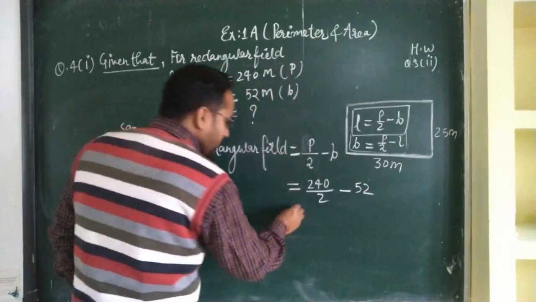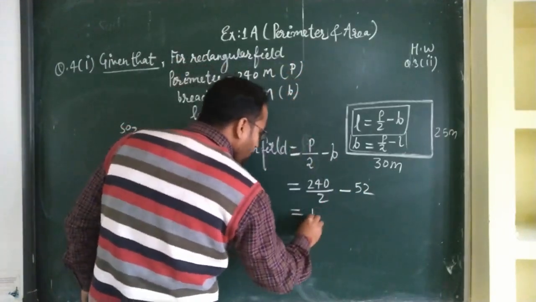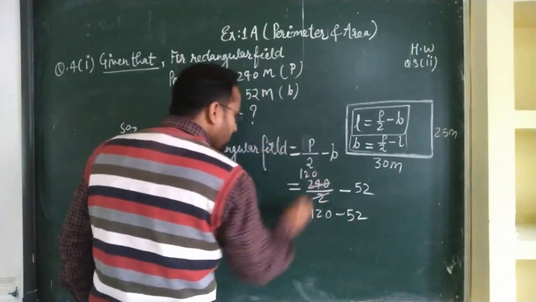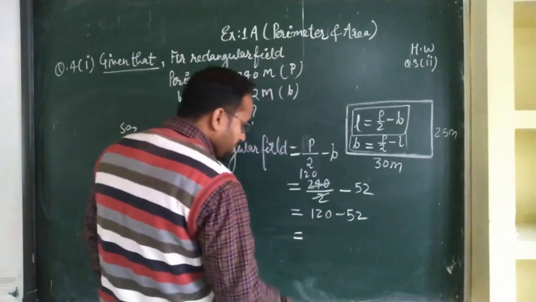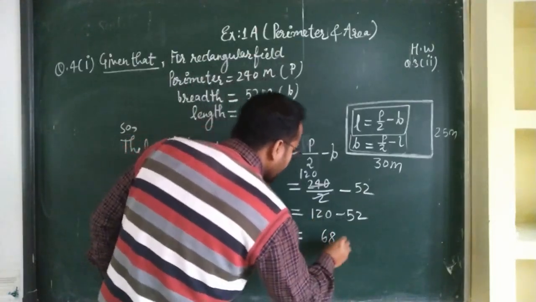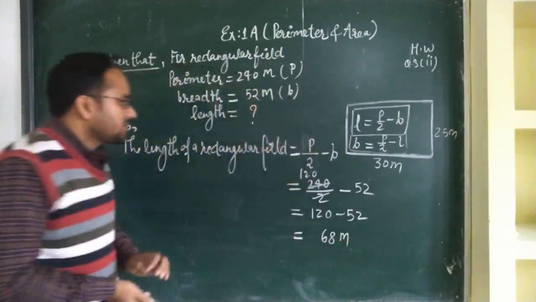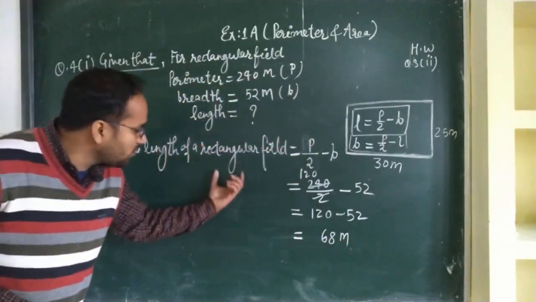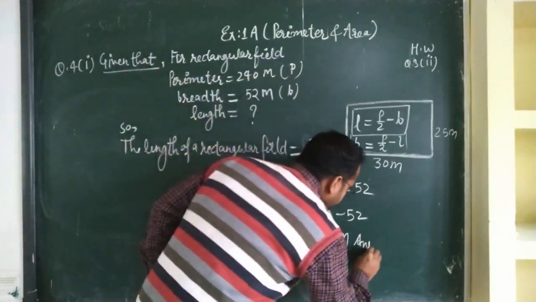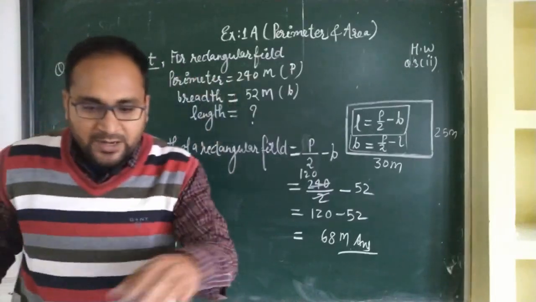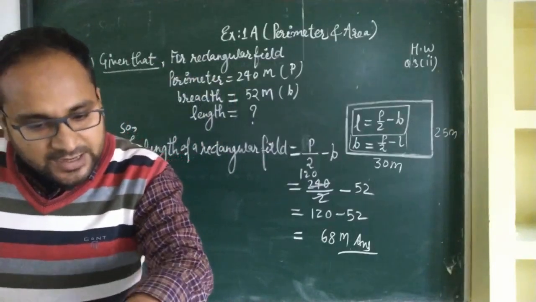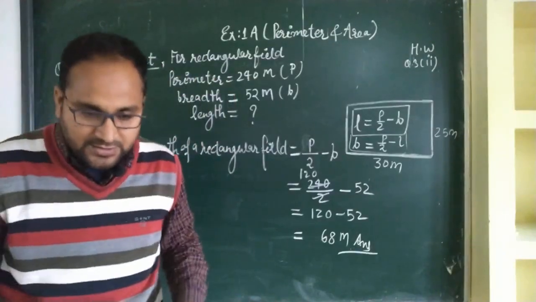First you divide: 120 minus 52. If you cancel out, you will get 120. And from 120, if you subtract this 52, you will get 68 meter. So the length of the field is 68 meter. The field is 68 meter long, whose perimeter is 240 meters. Same as this, you can try the second part and see the third part.